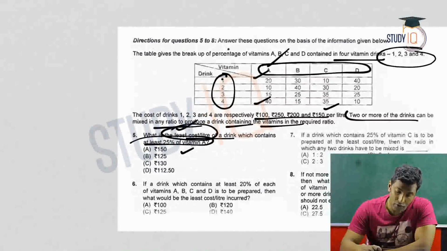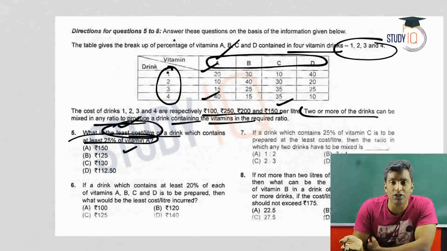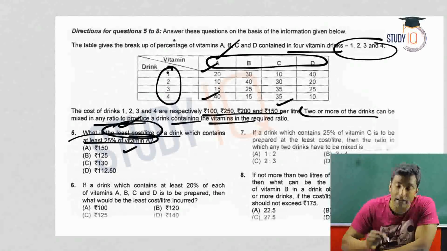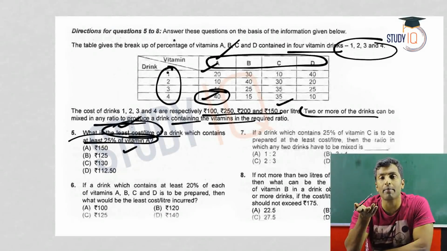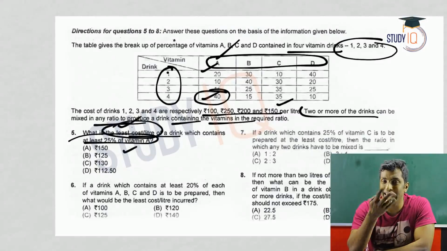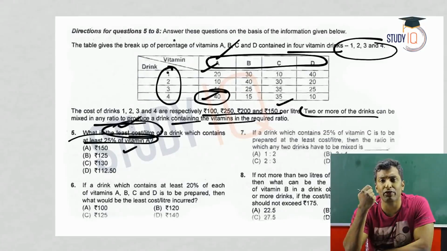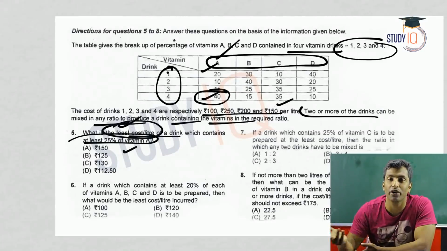Now if I want maximum A, if cost is not a problem, I will go for drink 4 only, because I am getting 40% of vitamin A. But here I need only 25%, and secondly I need to reduce the cost. If the condition is I need to get 25%, I just need to go for this only. There is no need to solve this question.